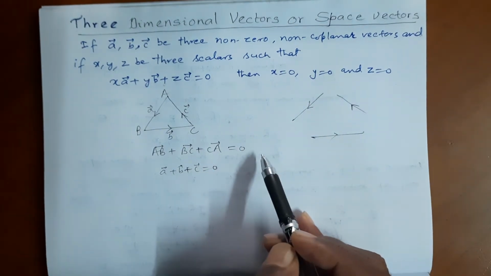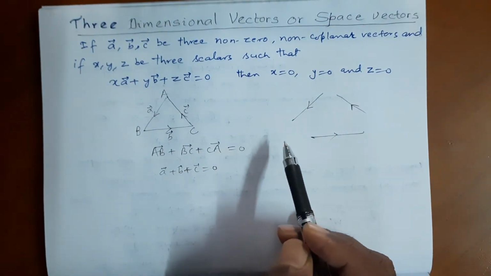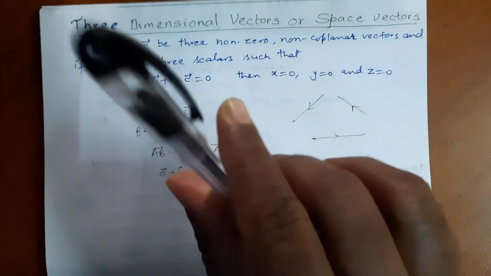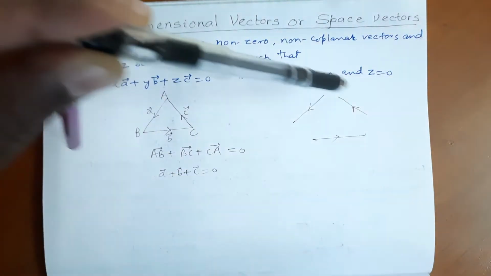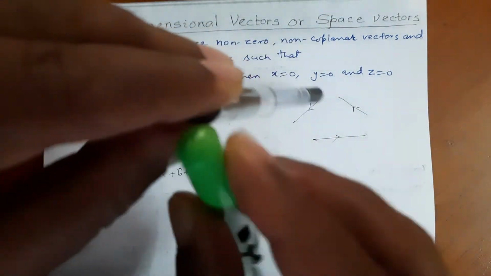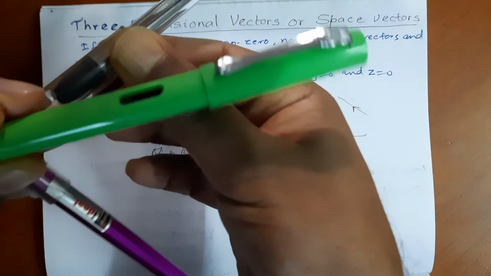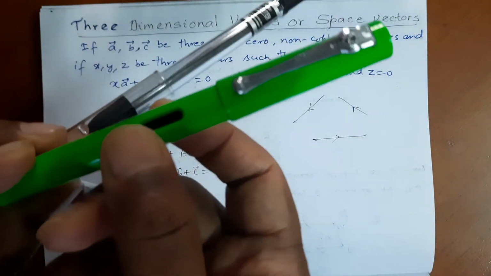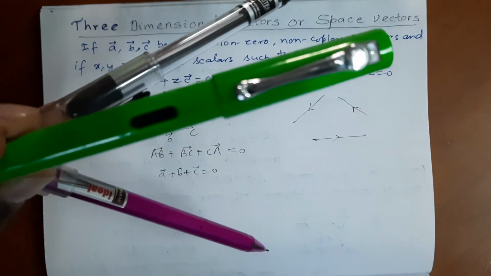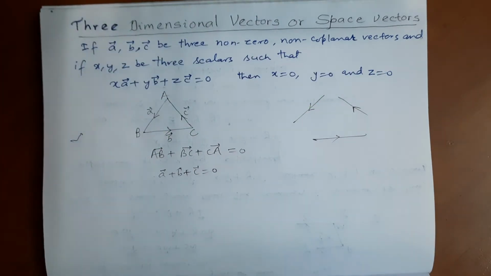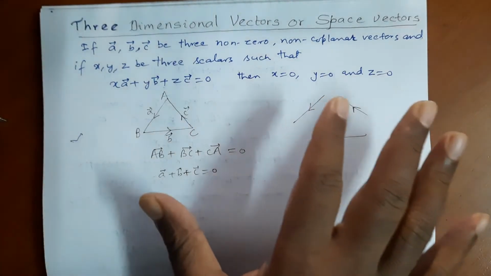Otherwise, if they are scattered vectors, that is, if the three vectors are not in the same plane, like this scattered way, not lying in the same plane, at that time it is not possible for the sum to be 0. So this is all about three-dimensional vectors or space vectors.